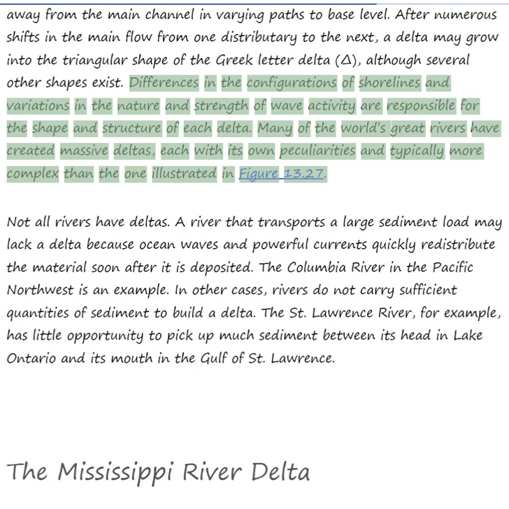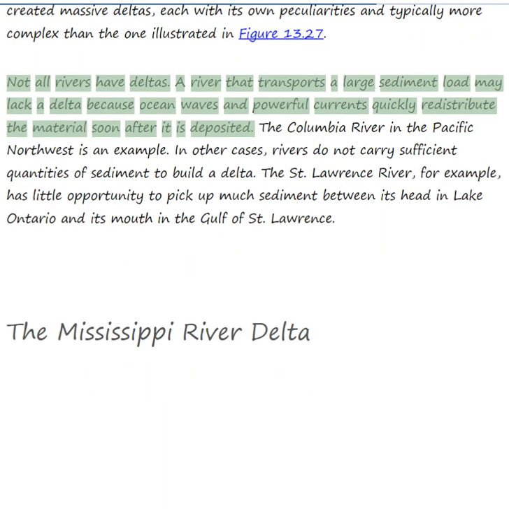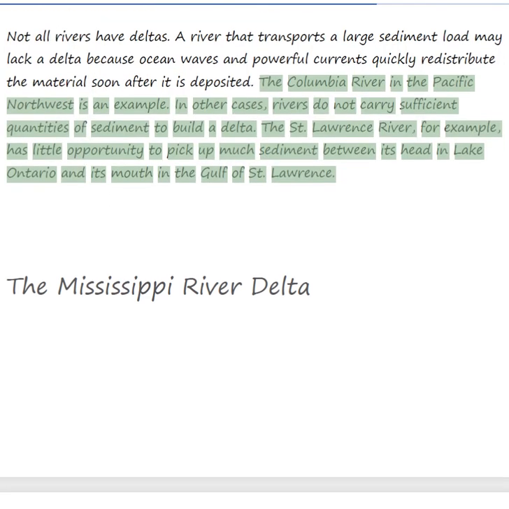Many of the world's great rivers have created massive deltas, each with its own peculiarities and typically more complex than the one illustrated in Figure 13.27. Not all rivers have deltas. A river that transports a large sediment load may lack a delta because ocean waves and powerful currents quickly redistribute the material soon after it is deposited. The Columbia River in the Pacific Northwest is an example.